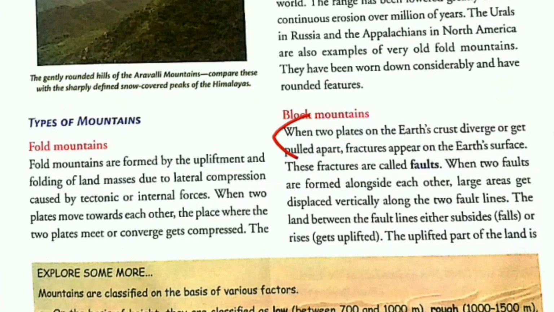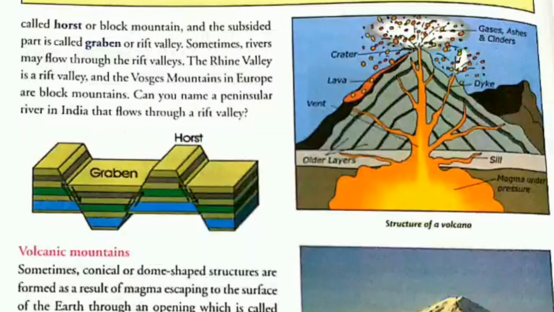two plates on the earth's crust diverge or get pulled apart, fractures appear on the earth's surface. These fractures are called faults. After this we will write from here, the land between the fault lines either subsides or rises. The uplifted part of the land, then we have to come to next page. Uplifted part of the land is called horst or block mountain, right till here.